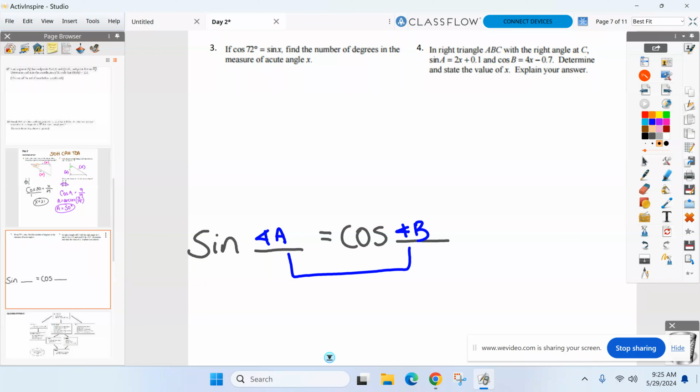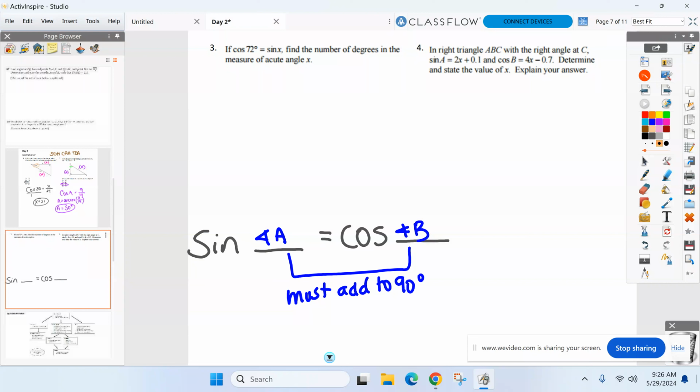Anybody remember? Not there yet. You're on the right track. Not 180 though. Complementary. They add to 90. Must add to 90 degrees. I try to do this, I don't think I explain it well every year, but here we go. If the angles add to 90, the ratios are equal. If the angles add to 90, the sine and cosine ratios are equal. When are the sine and cosine ratios equal? If the angles add to 90.